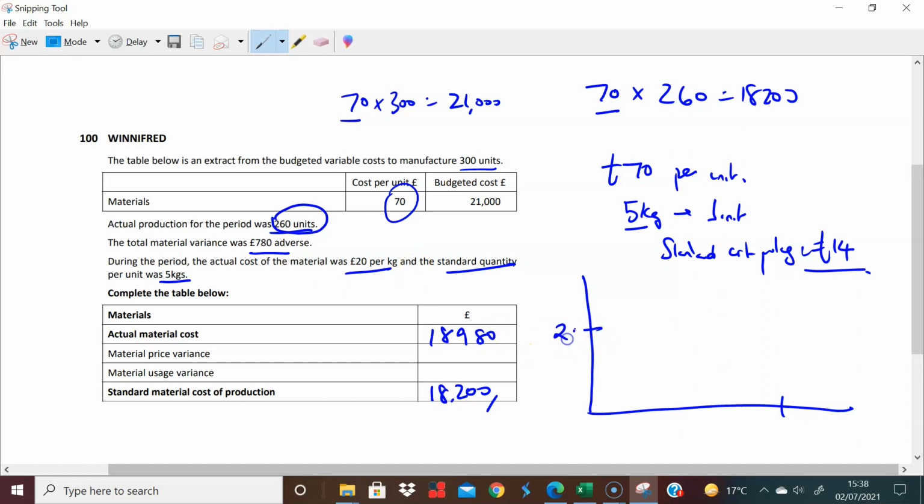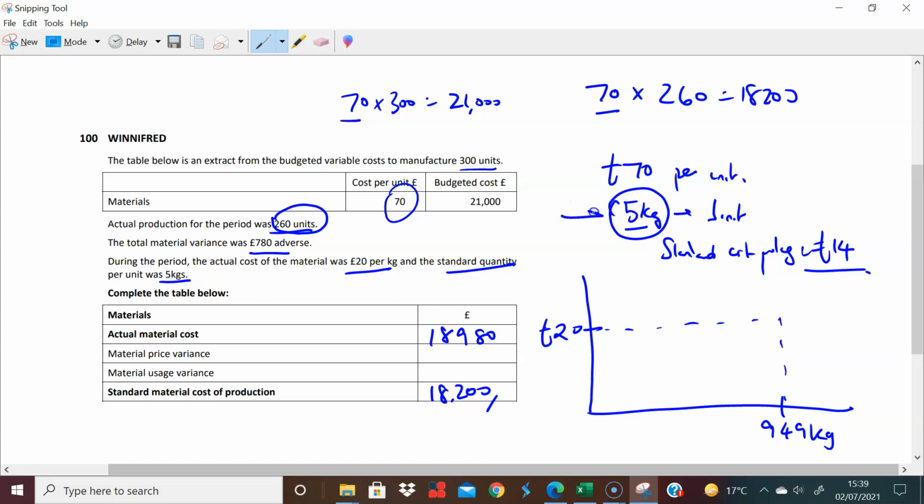So I know that you're spending £20 on each kilogram. The total you spent was 18,980. So I can now say 18,980 divided by 20 gives me 949. So I can see that you purchased 949 kilograms. Now, I know that you are meant to use 5 kilograms for each unit.